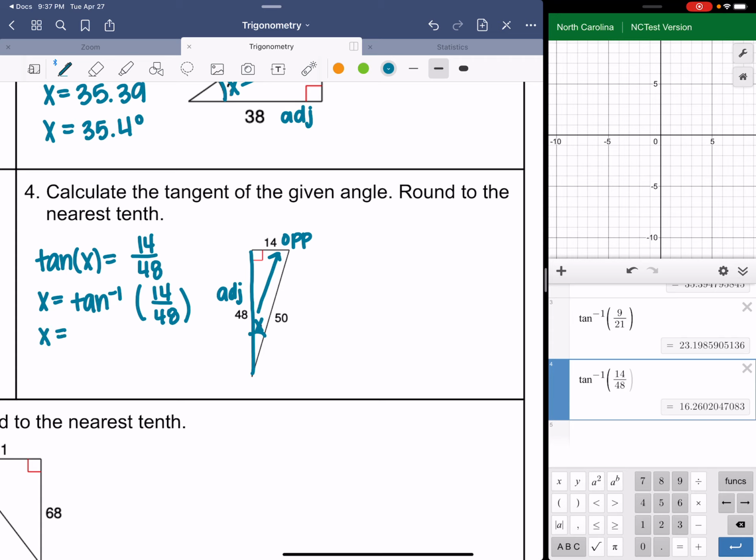That gives us 16.26. Rounding to the nearest tenth, that would be 16.3 degrees.